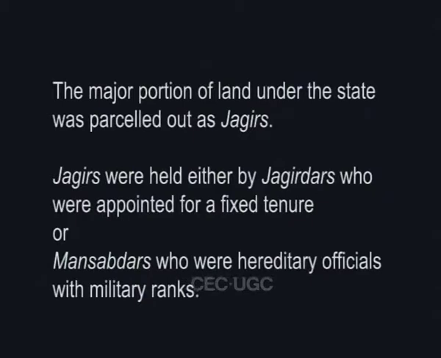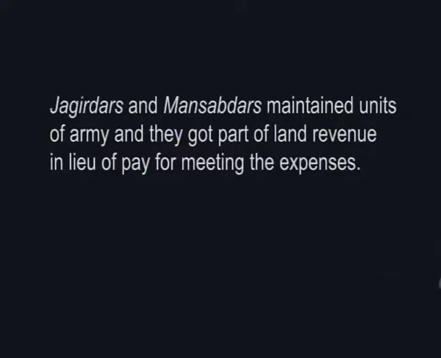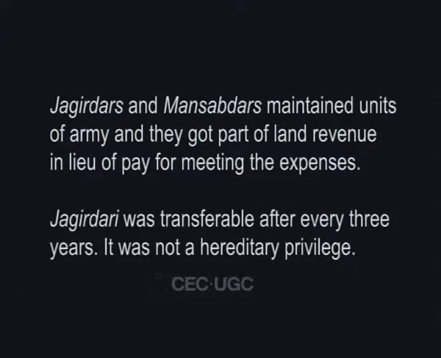The major portion of the land was parceled out as Jagirs, Jagir lands. These were parceled out among the Jagirdars, and some of them became Mansabdars also. Mansabdars were those owners of Jagirs who had military ranks. That is, a Mansabdar is always a Jagirdar, but not all Jagirdars were Mansabdars. The duty of the Jagirdars or the Mansabdars was to maintain units of the army, and they got part of that revenue in lieu of pay for maintaining the vast army. The Jagirs were usually transferred from one Jagirdar to another, at an interval of about 3 years. Since it was transferable, it was not hereditary.